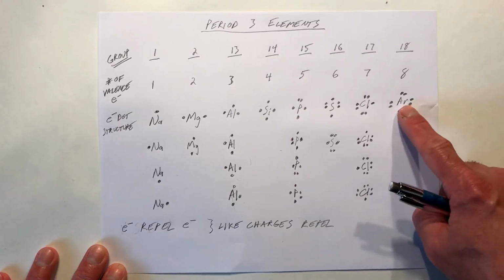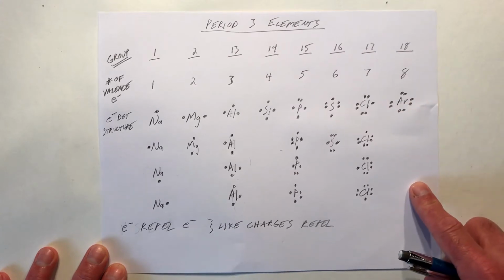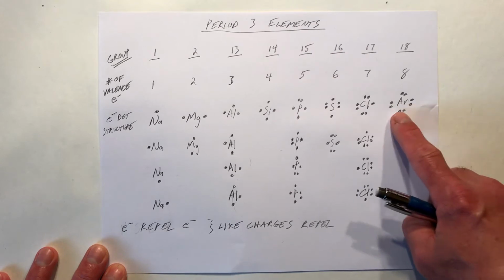Now remember, the symbol stands for the nucleus of the atom and all of the electrons that are on inner energy levels, or what we would call core electrons. The dots represent the valence electrons.